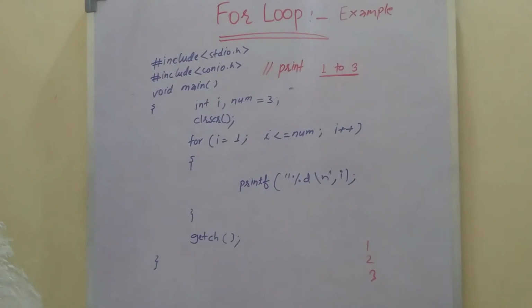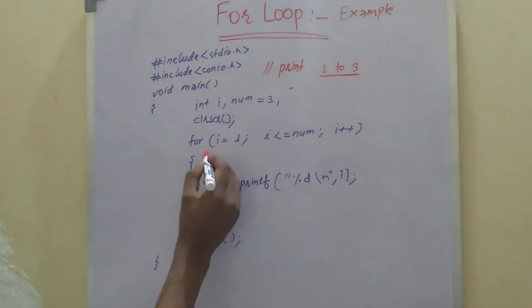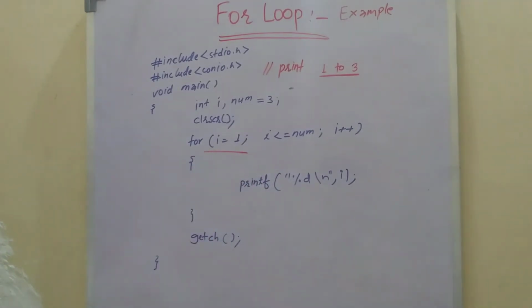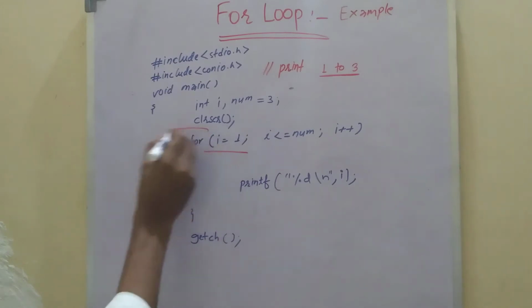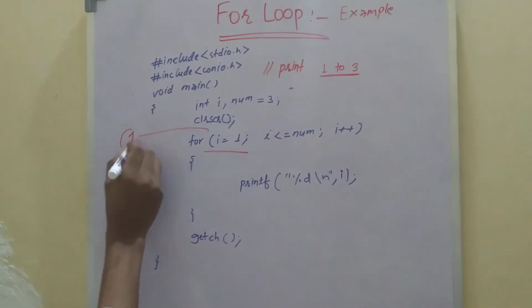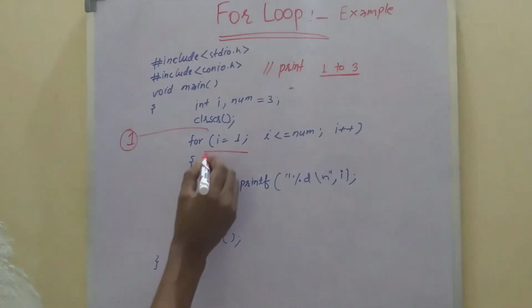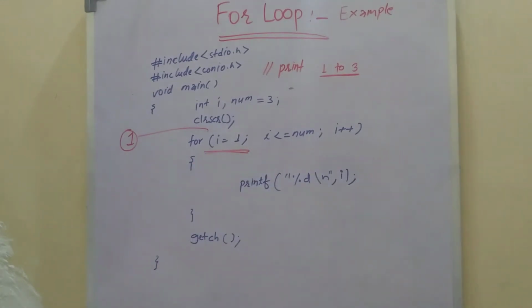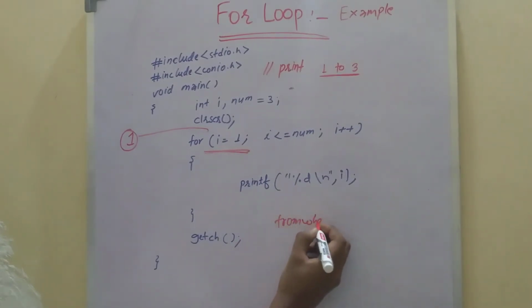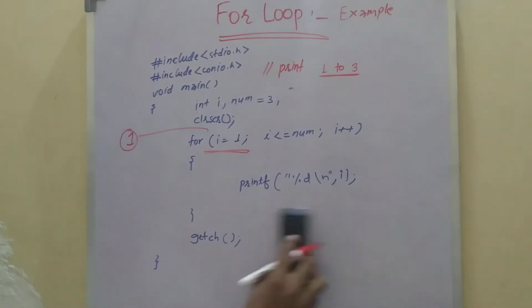So I'm going to explain here how it works. In the previous lecture I've already told you about the initialization. This is the first step, we initialize. I have initialized a number from 1. From where you want to start, I'm starting from 1.